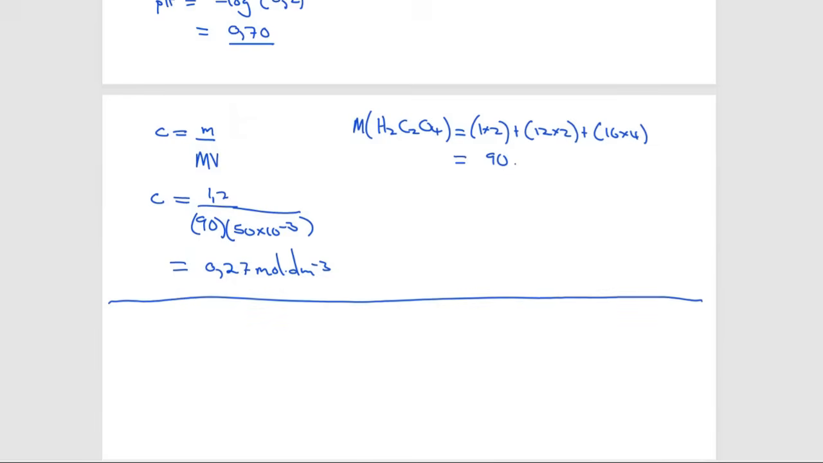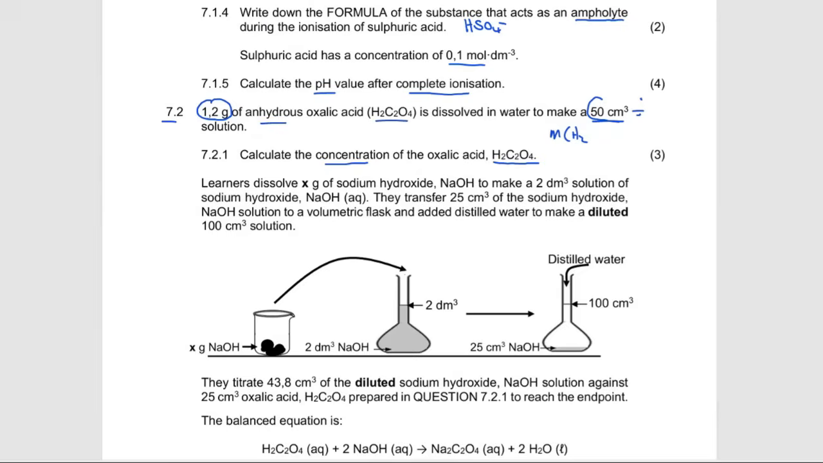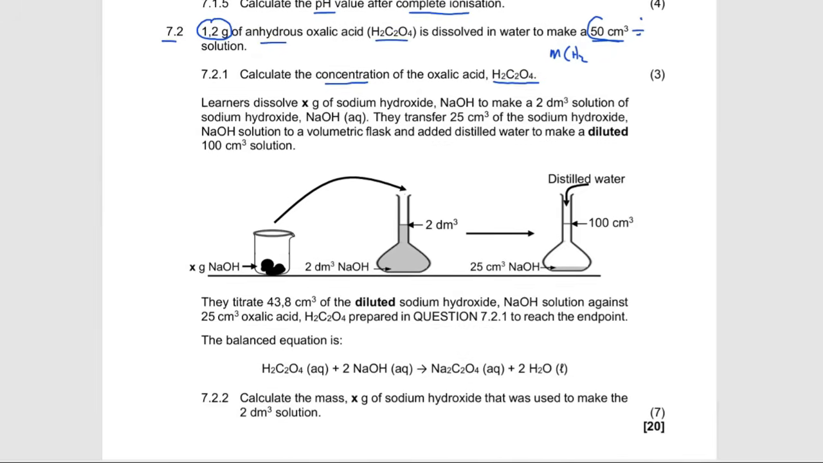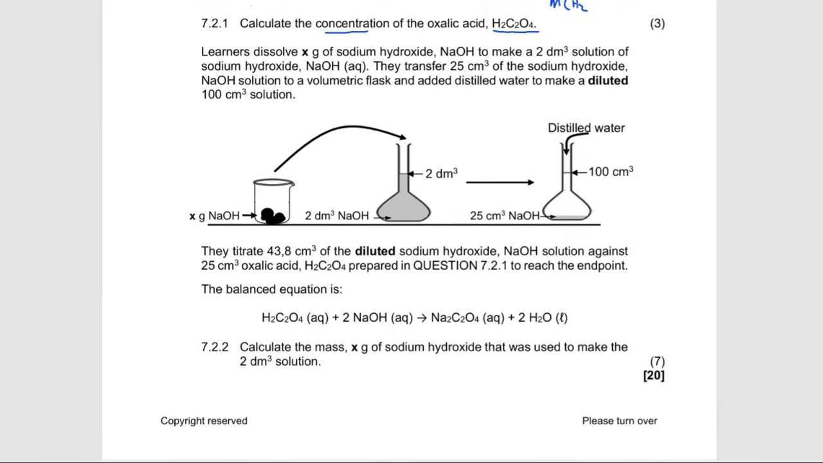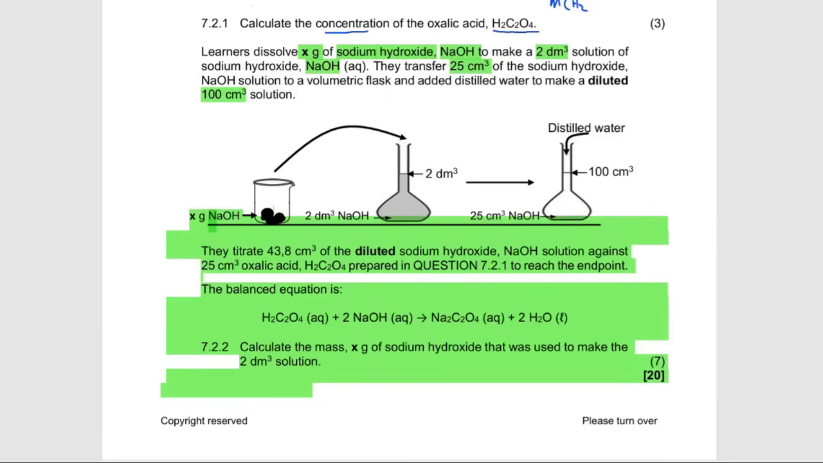So now to proceed to the next question, which is 7.2.2. 7.2.2 says here, before there's a statement. They're telling us learners dissolved X grams of sodium hydroxide, which is your NaOH, to make 2 dm cubed solution of sodium hydroxide. They transfer 25 cubic centimeters of sodium hydroxide solution to a volumetric flask and added distilled water to make a diluted 100 cubic centimeter solution, right? So this is what we started. These are the processes and the steps that were given there, right?